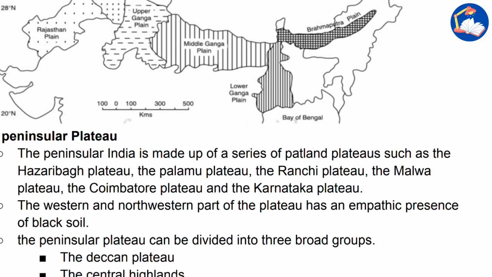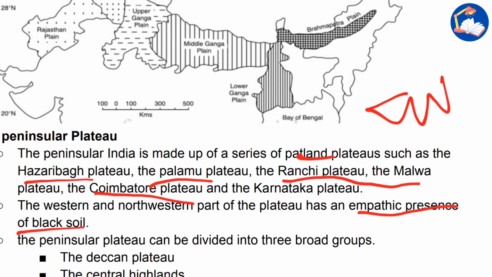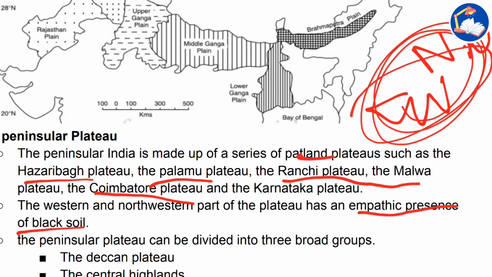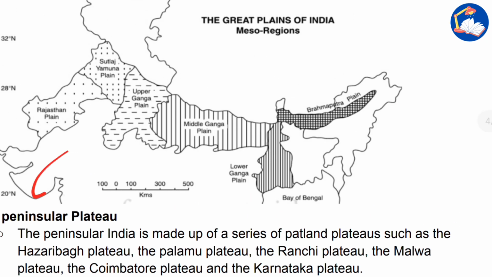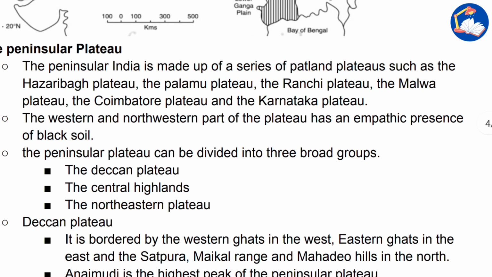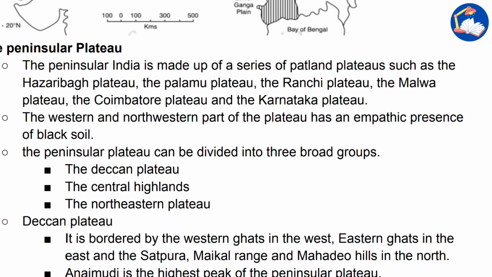Okay, now Peninsula Plateau. The Peninsula India is made up of a series of plateaus such as the Hazaribagh Plateau, the Palamau Plateau, the Ranchi Plateau, the Malwa Plateau, the Coimbatore Plateau, and the Karnataka Plateau. Okay, the western and northwestern part of the plateau has an emphatic presence of black soil. So western and northwestern, these regions. So in the map you can see these regions, northwestern regions, they have presence of black soil.